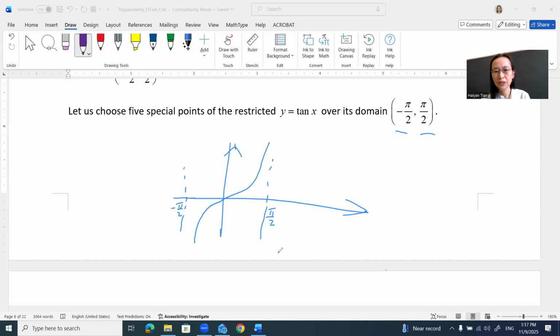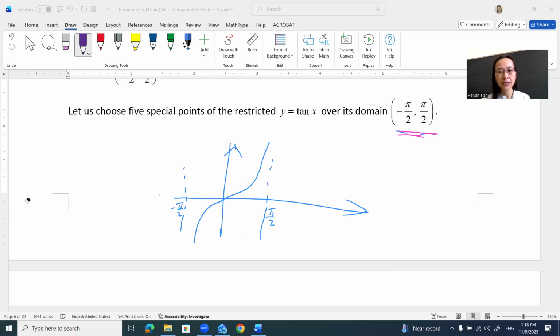Although we know this is a periodic function, there are other branches, and we just do not consider them. We only look at this branch, the graph in blue, that is the tangent function on the interval from negative half of pi to positive half of pi. Then it is one-to-one. It will pass the horizontal line test.